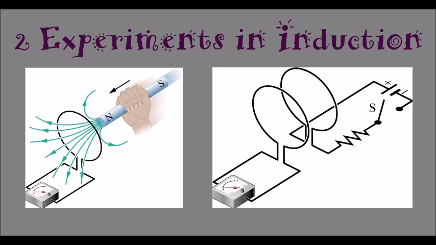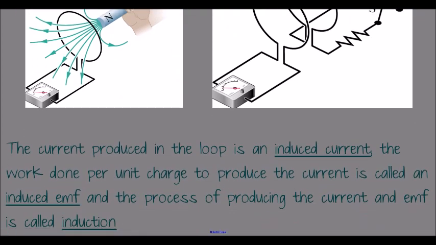Guess what? If we have a changing magnetic field, that's going to exert a force on the electrons in the loop on the left-hand side, the one that's connected to the ammeter. So all of a sudden, we would have a current in that loop on the left-hand side, even though there is no battery. Both of these experiments help us understand the idea of induction.